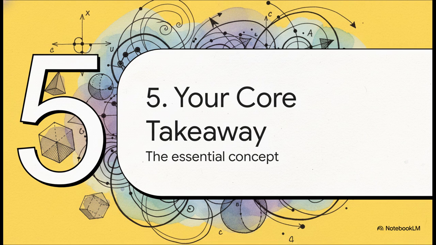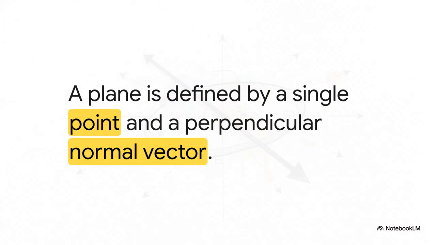So let's boil it all down. What is the single most important idea from this entire explainer? This is it. Everything, and I mean everything, comes back to the normal vector. If you have it, or if you can figure out a way to find it, the rest is just plugging numbers into a formula. The point tells you where the plane is in space, and the normal vector tells you how it's tilted. Get those two things, and you can define any plane in the universe.